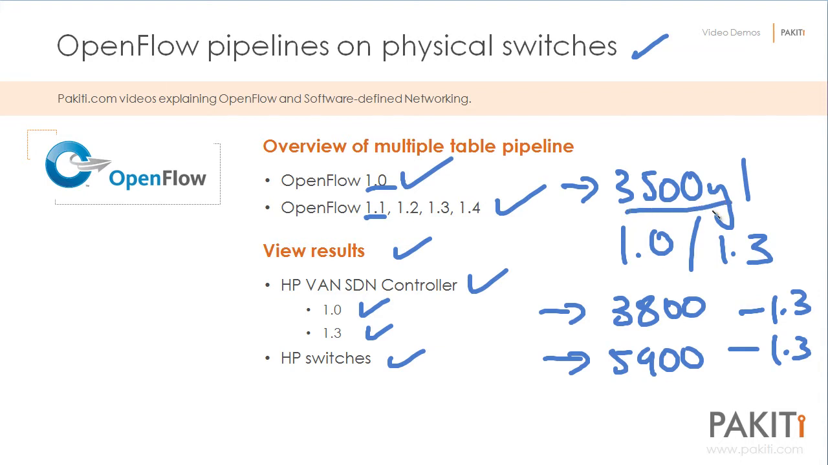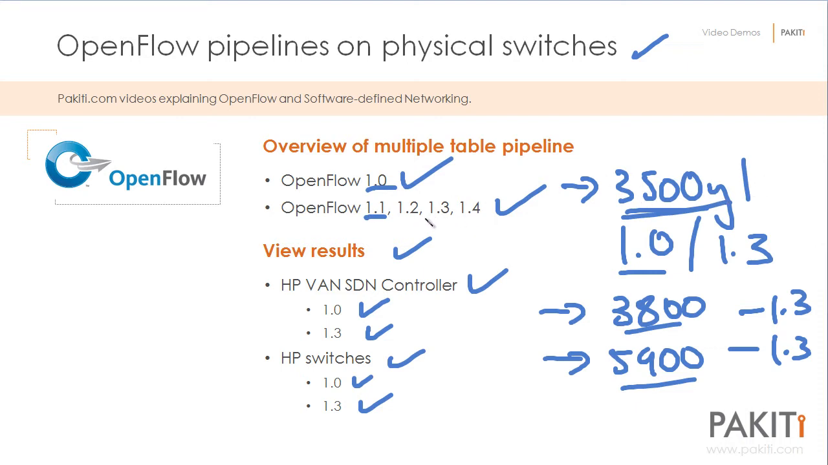So I'll show you the output of the OpenFlow table on the 3500 YL running OpenFlow 1.0, and then I'll show you various switches, 3500 YL, 3800, and 5900 running OpenFlow 1.3. Hopefully this video will not only explain the theory of an OpenFlow pipeline, but also allow you to see it in practice, with traffic being transmitted through a switch running OpenFlow 1.0, as well as switches running OpenFlow 1.3.